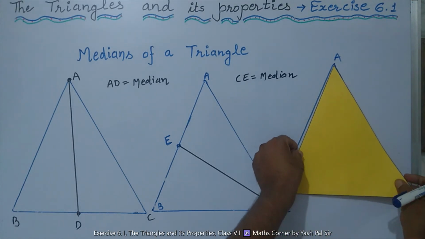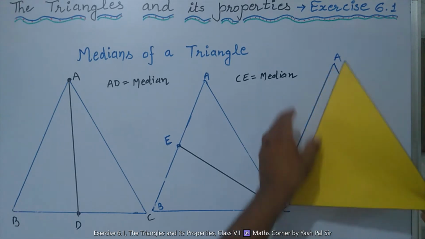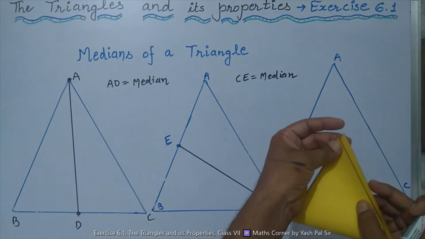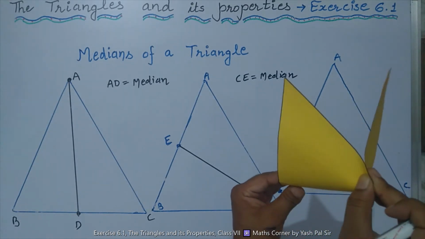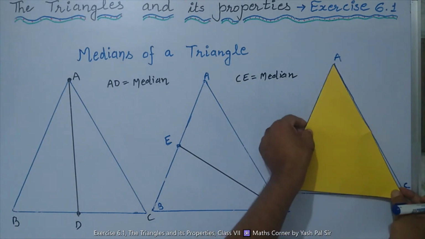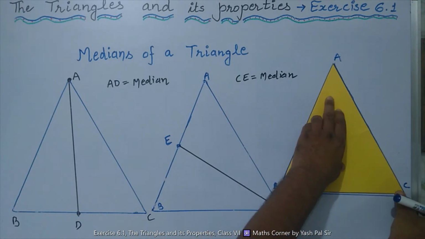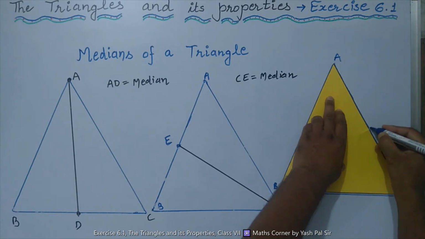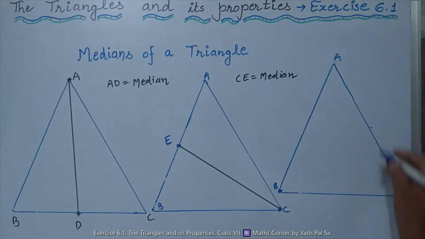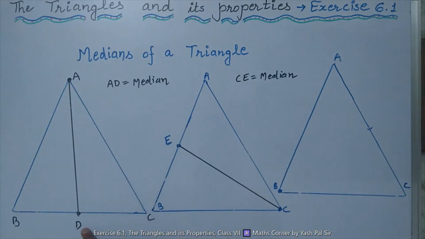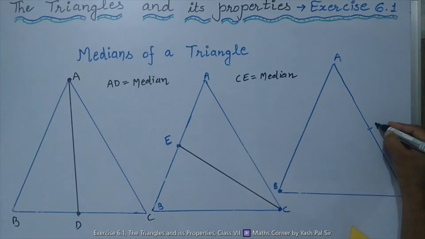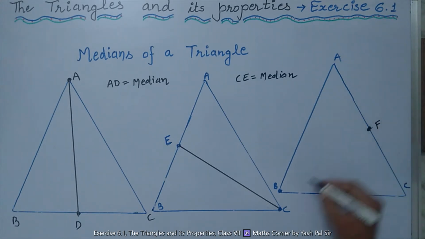So again, what is the midpoint of AC? We fold this way the side of the triangle AC. What is the midpoint? This is the midpoint. So we put the mark here, midpoint. Right, so in the previous triangles D, E, now this is the turn of F. This is F point.